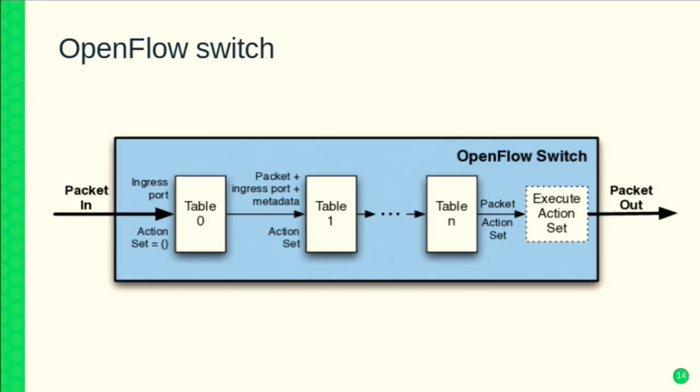So to process a packet, you could go through multiple tables, and this processing ends when you reach an action. That could be, packet out of port 3, or could be drop, or anything. So not anything, but an action. And this is how an OpenFlow switch works.